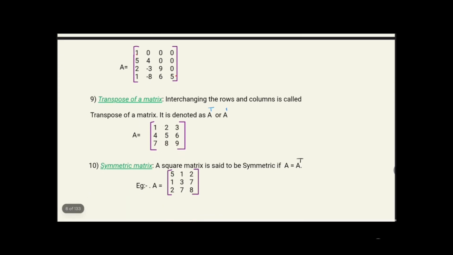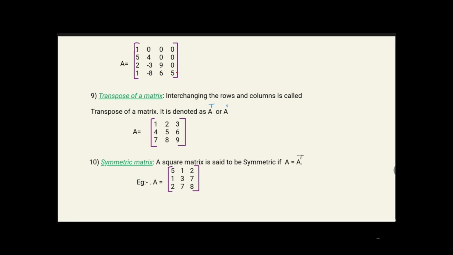Next, coming to the transpose of a matrix. Transpose is nothing but interchanging the rows and columns. That is called the transpose of a matrix. That means we have to write down the rows as columns and columns as rows.